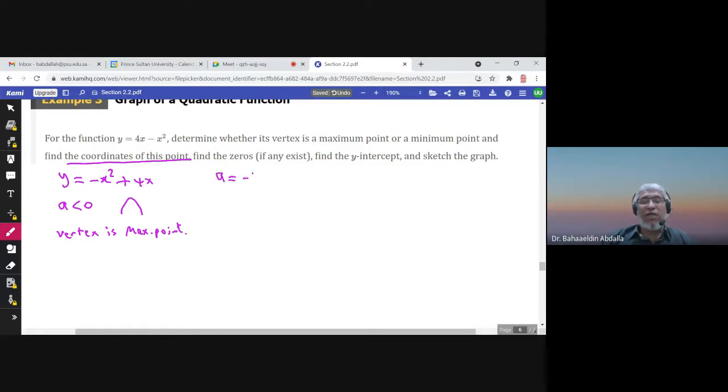So A is negative 1, B is 4. H would be the x coordinate of the vertex, negative B over 2A, or negative 4 over 2 times negative 1. Negative 4 over negative 2 is 2. And now K, which is f of 2, so I replace x by 2. 4 times 2 is 8 minus 2 squared is 4. So it's 4. So the vertex has coordinates 2 and 4.